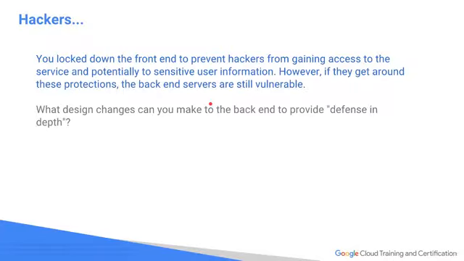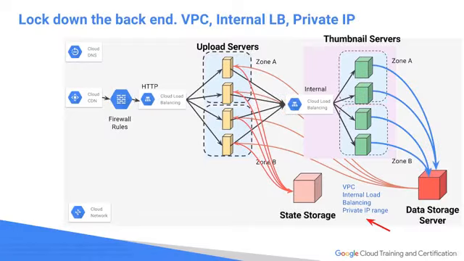So you've locked down the front end to prevent hackers from gaining access to potentially sensitive user information. However, if they get around these protections, the back-end services are still vulnerable. So what kind of design changes can we make to the back end to provide that same defense in depth? Well, very similar to what we're already doing. First of all, we can isolate these servers. The assumption being they're on a public network. Let's go ahead and put them on an internal network.